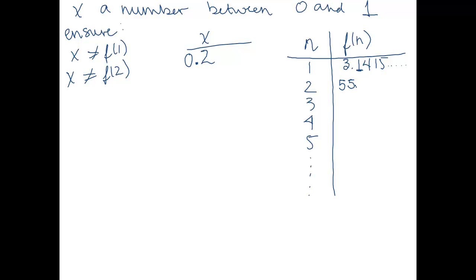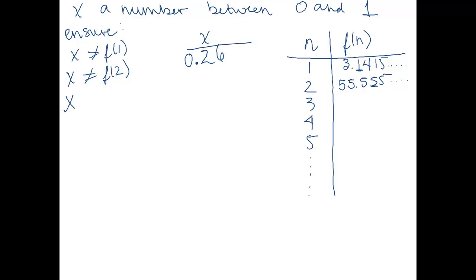So let's suppose that it's this. I'm going to find the second fractional digit, which is a 5. So I'm going to make the second fractional digit of x anything but 5. Let's just make it 6. Now I know, just by looking at those two digits, that x cannot possibly be f of 2.